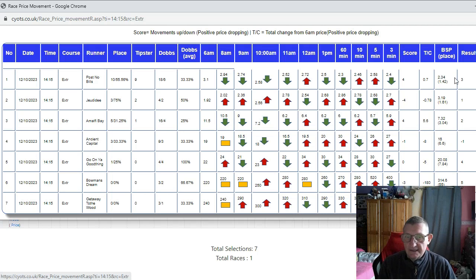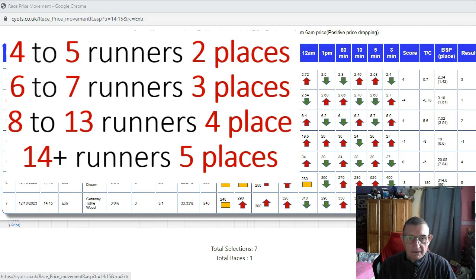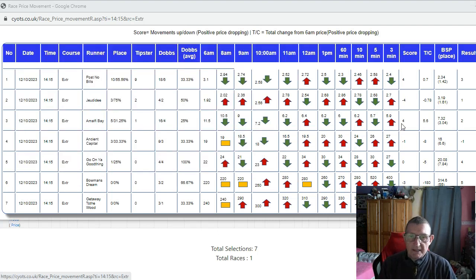In effect, it did. It came third in a 7-runner race, which in Betfair terms means it placed. Betfair payouts: 4 to 5 runners pay out on 2 places, 6 to 7 runners, which is this race, pay out on 3, 8 to 13 pay 4, and 14 plus pay 5 places. So that would have been an easy one.